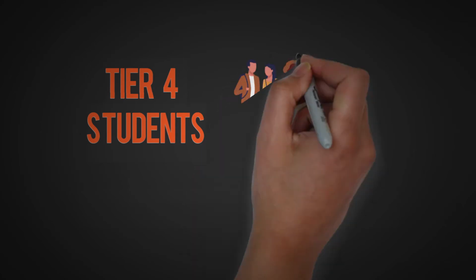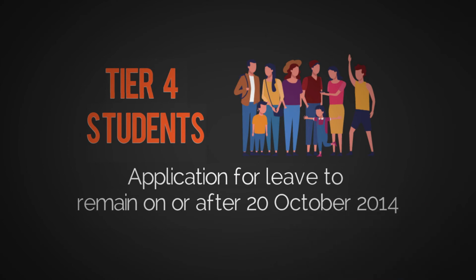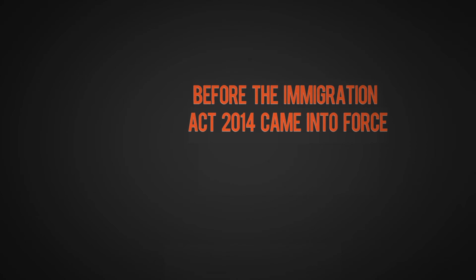I'm going to deal with this relatively quickly because as time goes by, it's increasingly unlikely that these will be relevant. Basically, when the Immigration Act 2014 was introduced, its commencement was phased. Firstly, it applied to Tier 4 students and their family members who had made an application for leave to remain on or after the 20th of October 2014. So the first two types of decision here are applications made before that time, so before the Immigration Act 2014 came into force.